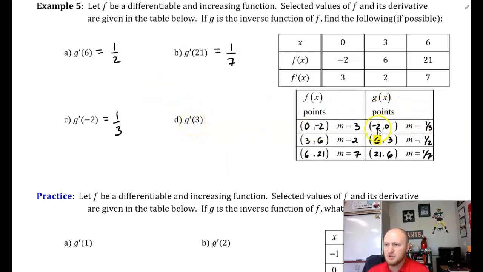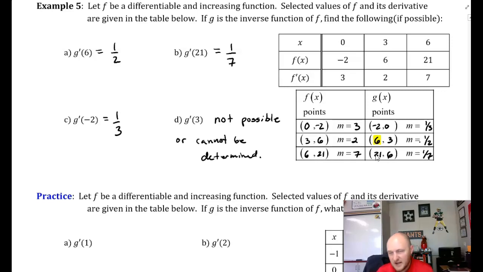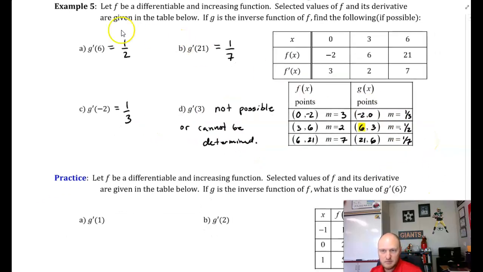Looking at my table, do I have any x values that are 3? No. So we would say not possible, or cannot be determined. It's not defined in the table. So look out for questions like that where you don't have any information, but more than likely the information is going to be given.